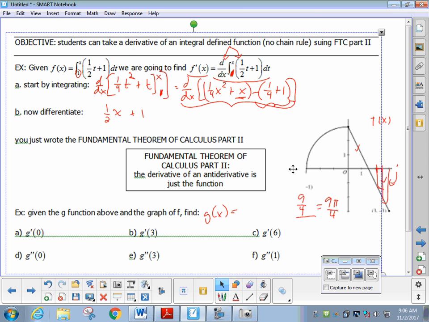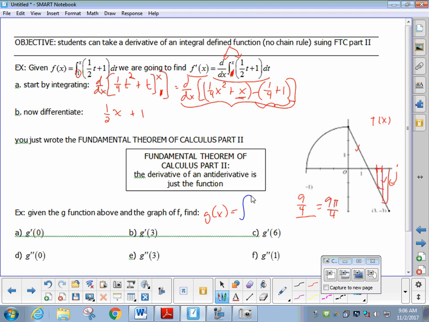Okay, so in this problem, we said g of x is the area under f from -3 to some point, yeah? Are you with me? Okay, so g prime at 0 would be the derivative of the antiderivative, and therefore just the function. So g prime of 0 is equal to f at 0. The derivative of the antiderivative is just the function.